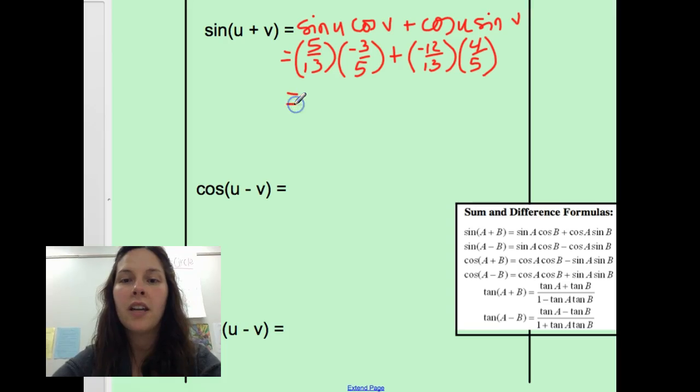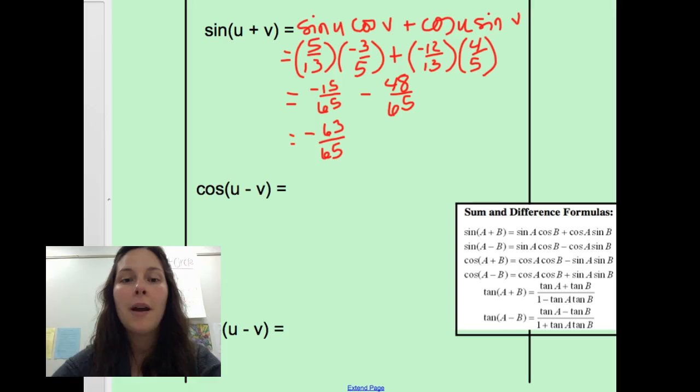Multiplying and simplifying, here our 5's cancel, so we have negative 3/13. On our second one, we don't have anything that cancels, so we have negative 48 over 65. So what I'm going to do is actually go back to my first one and multiply straight across so I have a common denominator before I simplify. So we've got negative 15 over 65, which gives us a total of negative 63/65.